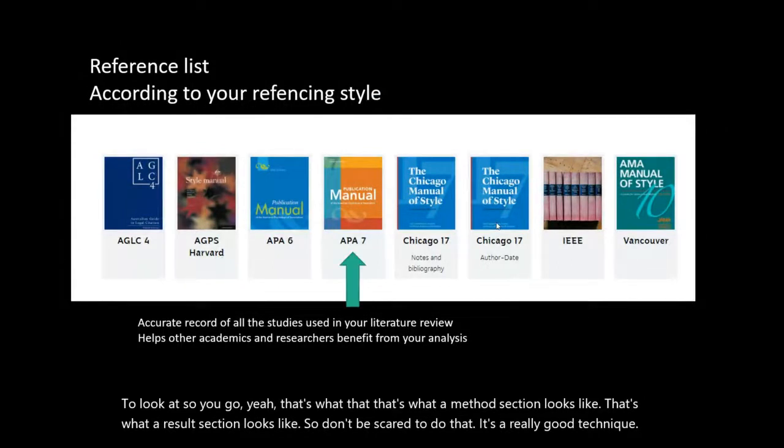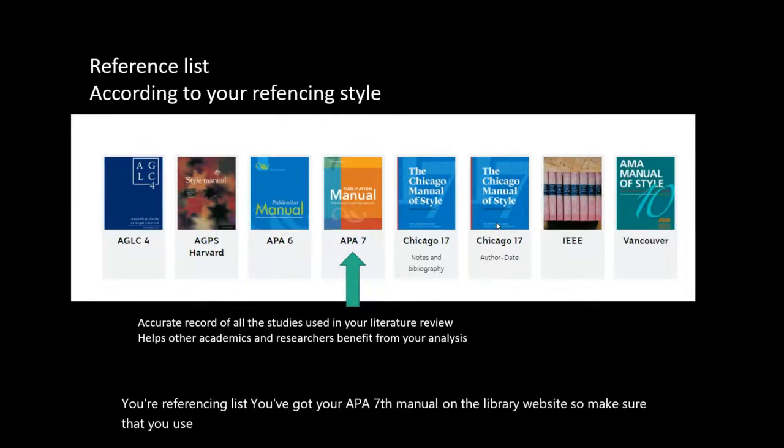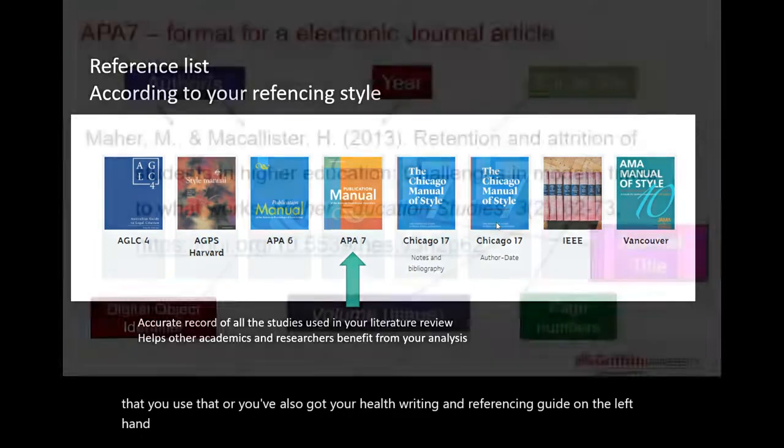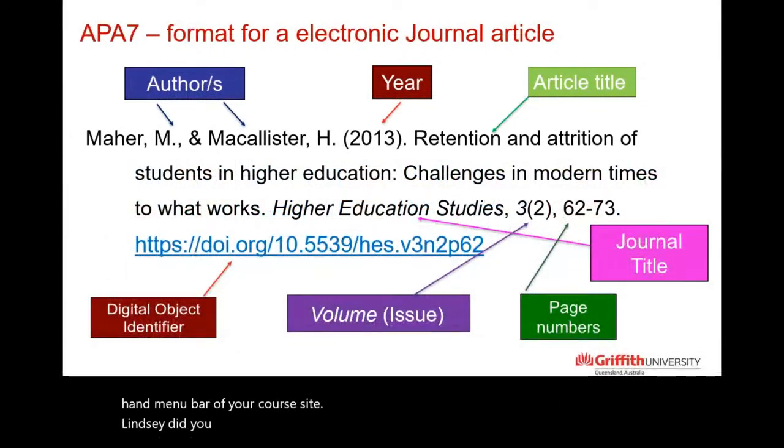For your reference list, you've got your APA 7th manual on the library website, so make sure that you use that, or you've also got your health writing and referencing guide on the left-hand menu bar of your course site. Lindsay, did you want to just briefly talk about what goes into a reference list? Yes, sure. We can just work from this slide.